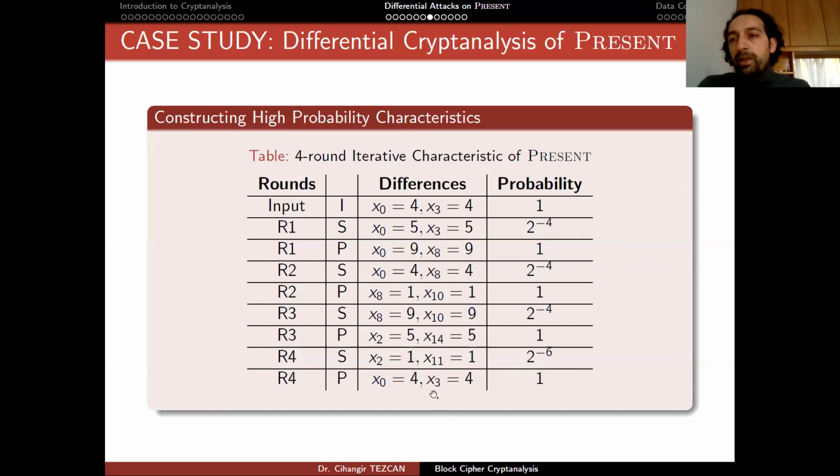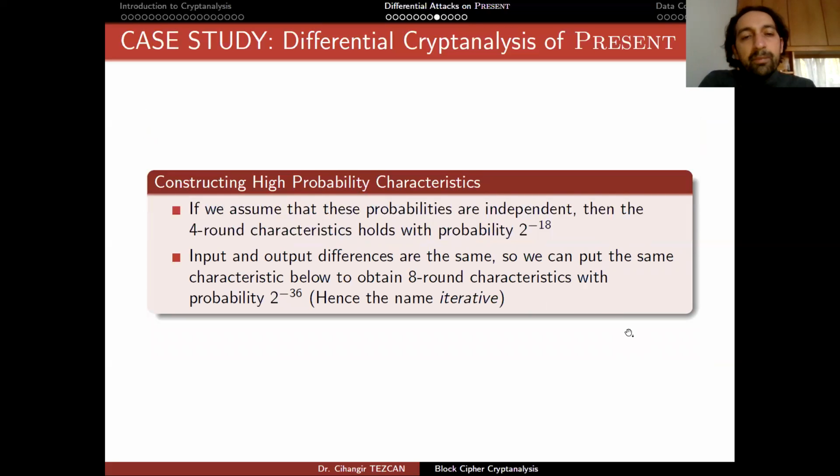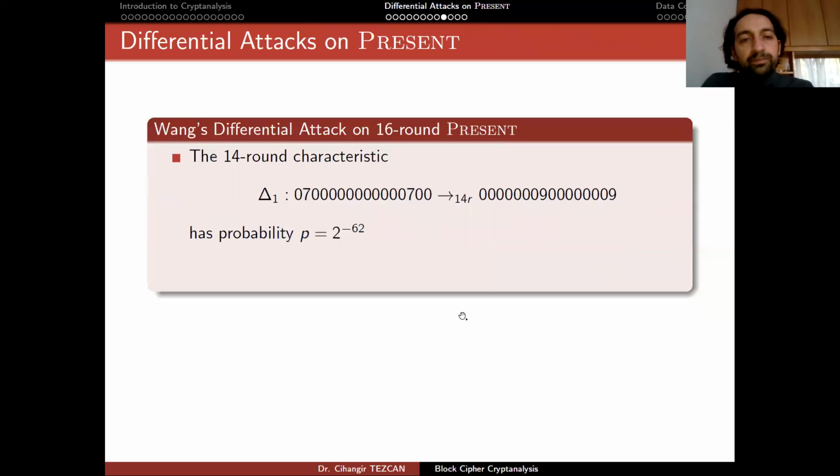So this is a property that doesn't happen for every cipher or a random permutation, but it happens for PRESENT. So you have a distinguisher for 4 round PRESENT. So if we assume that these probabilities are independent, then the 4 round characteristic holds with probability 2 to the minus 18. Input and output differences are the same, so we can put the same characteristic below to obtain an 8 round characteristic with probability 2 to the minus 36. This is why we have the name iterative.